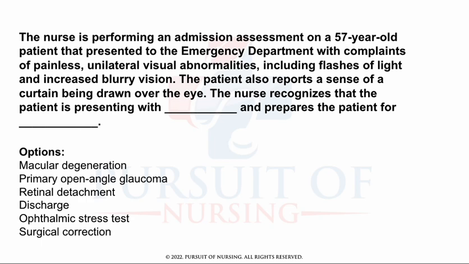So there is a key symptom here that you need to always recognize, and that is a curtain being drawn over the eye. So what disease process does that tell you? And then based upon that disease process, what does the nurse need to prepare for in regards to the plan of care for that patient?